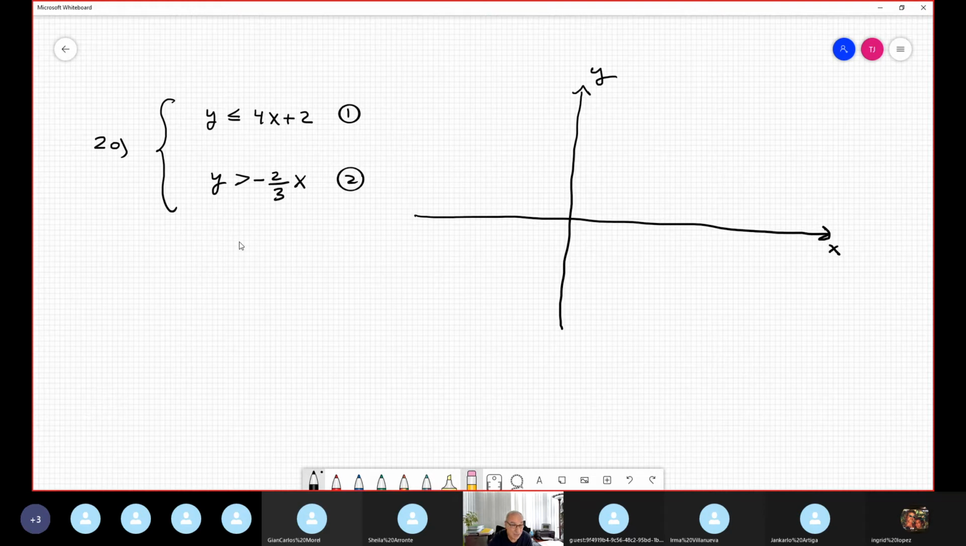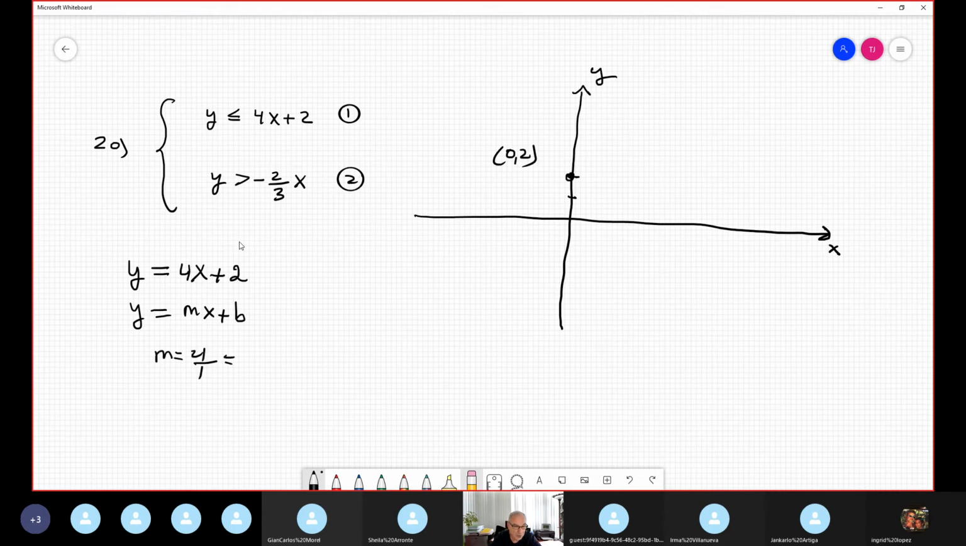So you temporarily convert the inequality to an equation, because the related equation can help me split the plane into semiplanes. And you select the corresponding semiplane. In this case, this is the famous y equals mx plus b. Therefore, b is 2. I plot 2. This point belongs to the first line. And the slope is 4. 4 is a whole number.